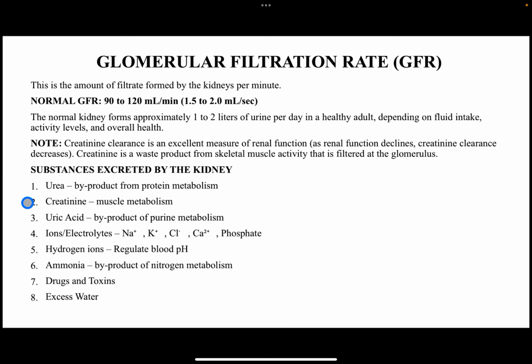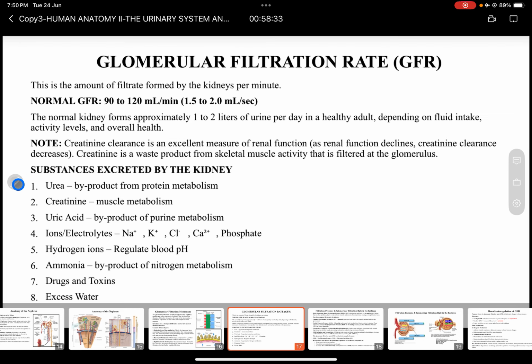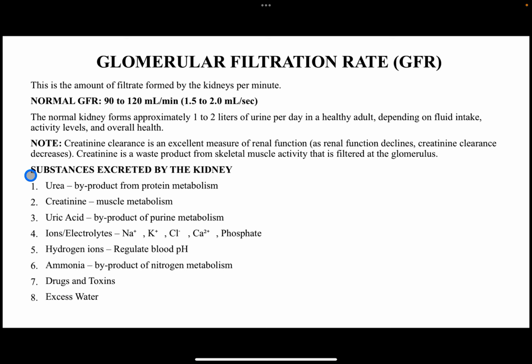Okay, now let's look at some substances that can be excreted by the kidneys. Look on the slide. The substances: we have urea, creatinine, uric acid, ions, electrolytes, hydrogen ions, ammonia, drugs, toxins, and excess water. All these substances can be excreted by the kidney.